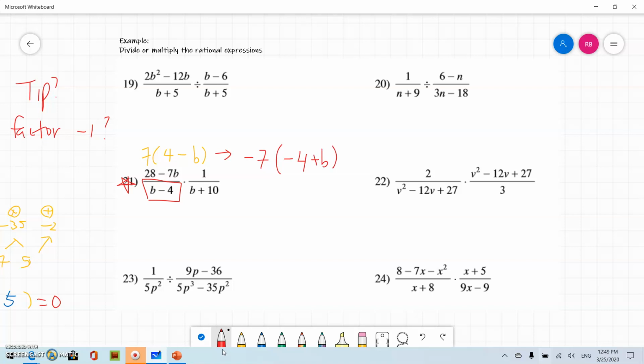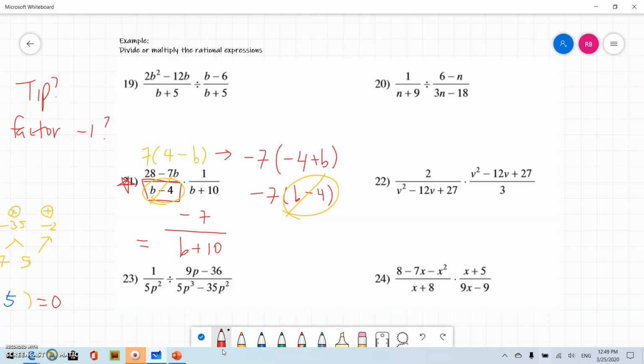But in our commutative property, you can write it as b minus 4. So then this looks exactly the same as this, and you can cancel them out. So then on top, there's only negative 7 left, and at the bottom, there's only b plus 10 left. Do you see how the multiplication wasn't all that complicated? Because we canceled out first, and then we multiplied. And that is the trick that you want to use.